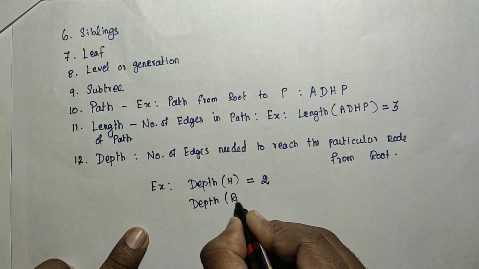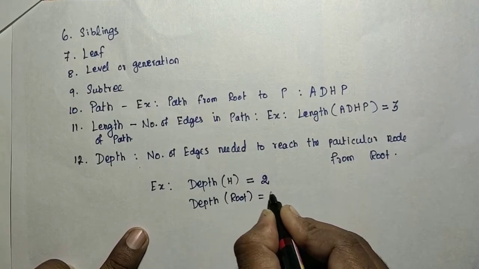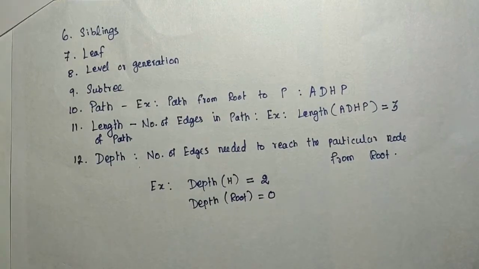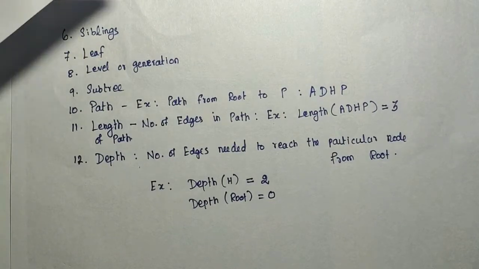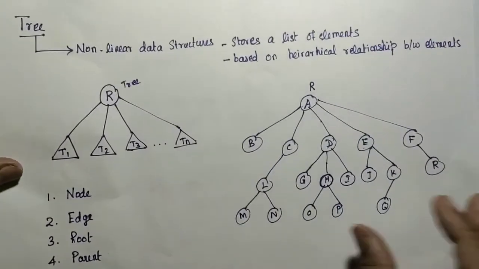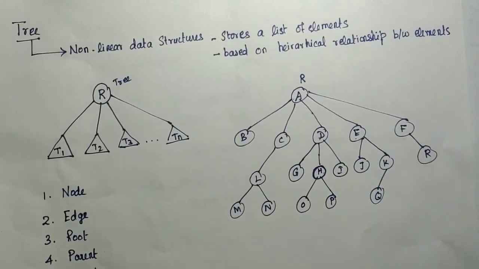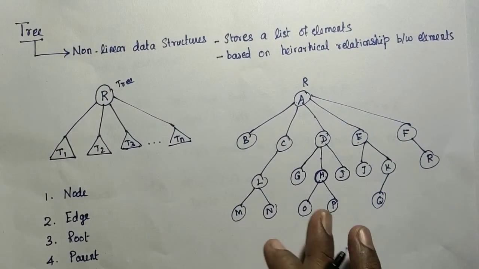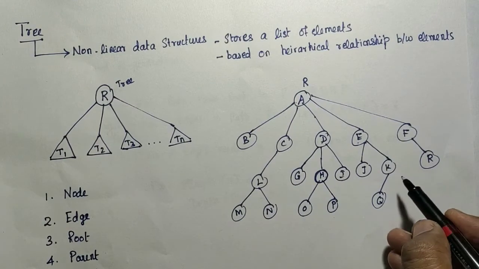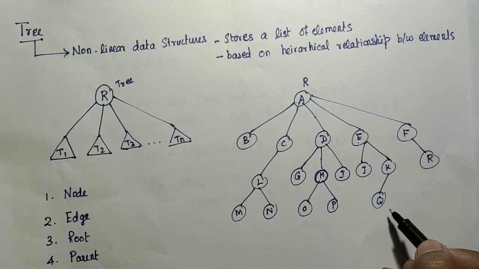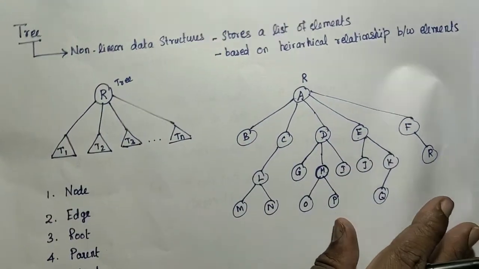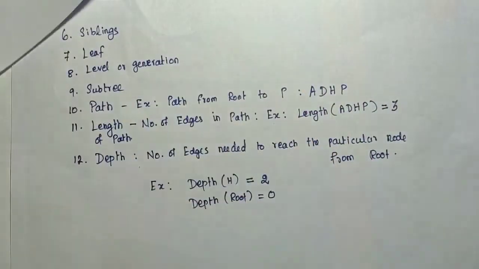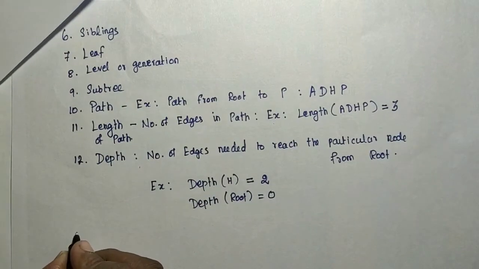Depth of the root is always 0, because to reach the root from the root, the number of edges needed is 0. The next example: see again another example, Q is at the depth of 1, 2 and then 3. The next is the height.